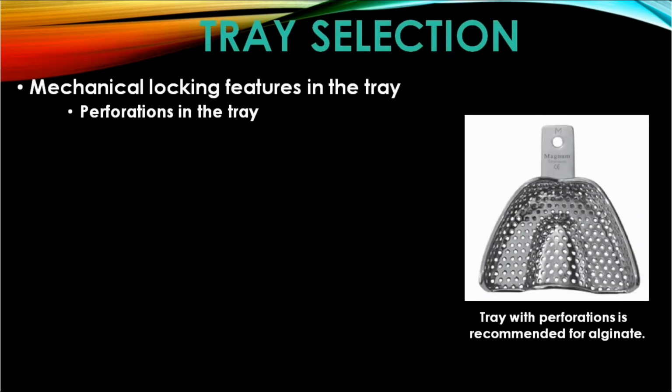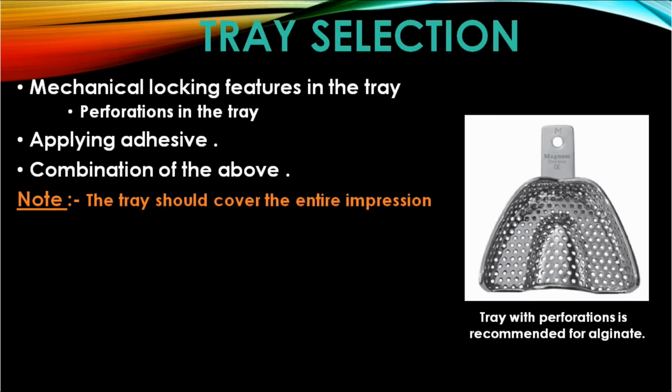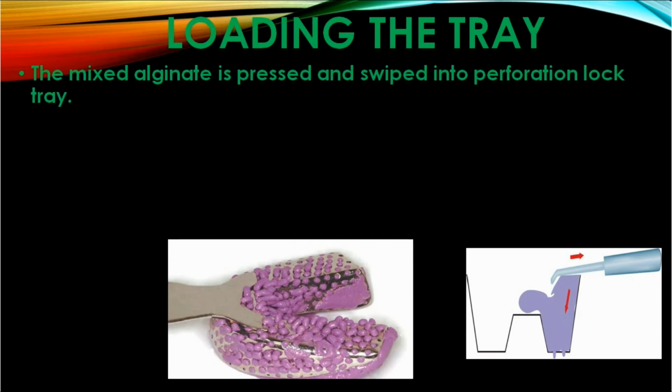Tray selection: as alginate has poor adhesion, tray selection is very important. It can be obtained by mechanical locking feature of the tray like a perforated tray, or by applying adhesive, or we can use a combination of both. Note, the tray should cover the entire impression area and provide a space of at least 3 mm on all sides. Loading the tray: the mixed alginate is pressed and swiped into a perforated lock tray.